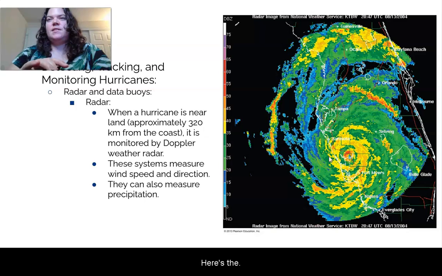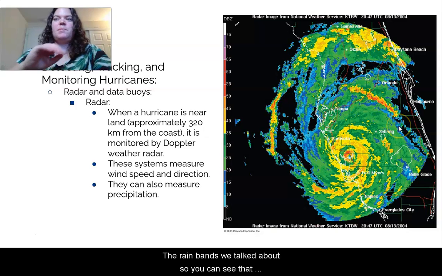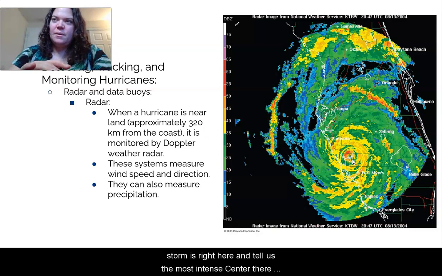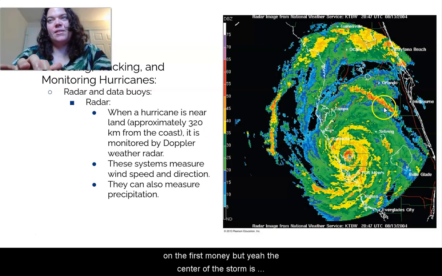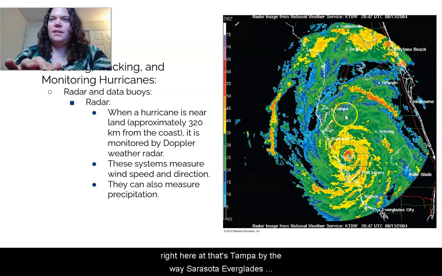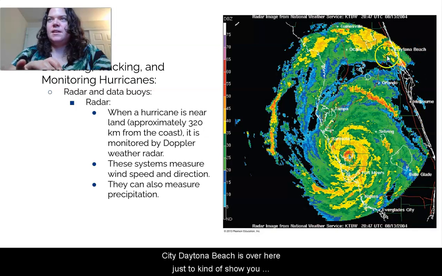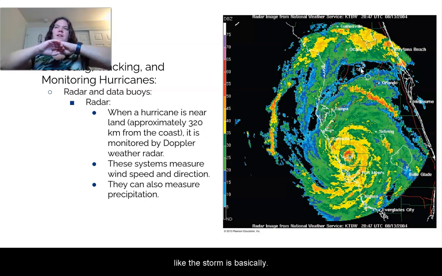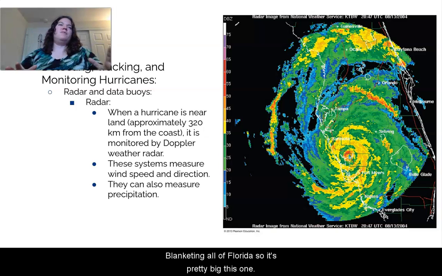So here's the rain bands we talked about. You can see that they just kind of spiral out like an octopus, right? Center of the storm is right here. We can tell it's the most intense center there, although this one's giving it a run for its money. But yeah, the center of the storm is right here. That's Tampa, by the way, Sarasota, Everglades City, Daytona Beach is over here, just to show you the storm is basically blanketing all of Florida. So it's pretty big, this one.